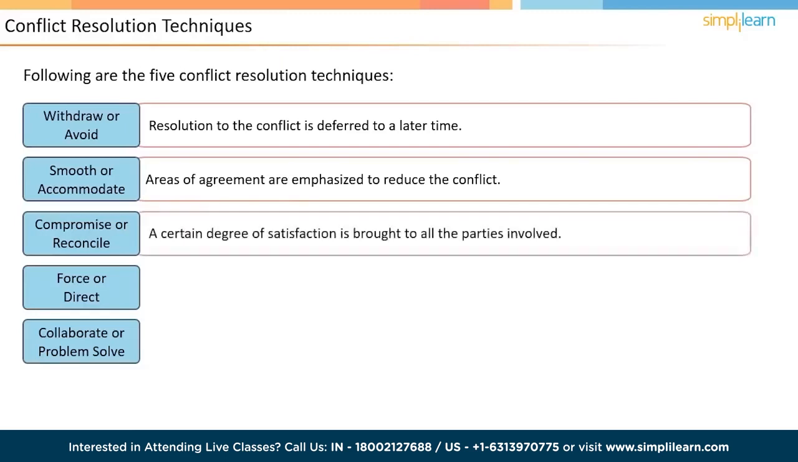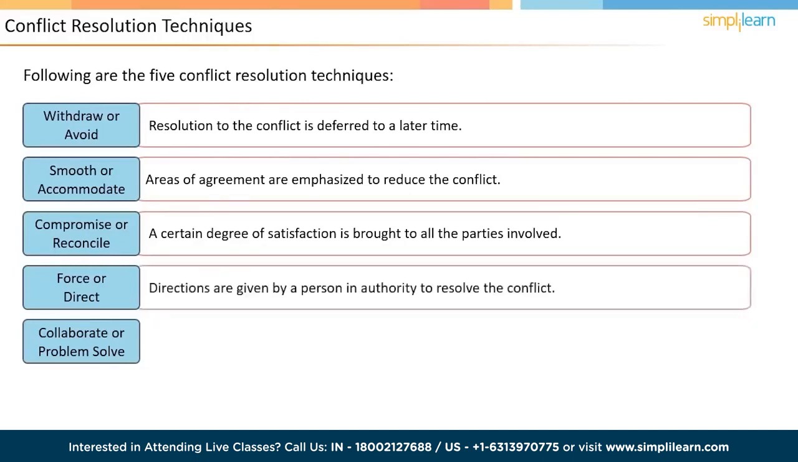In compromise or reconcile, there is some give and take in order to bring some satisfaction to all parties. Depending on how the process went, this may be perceived as a win-win or a lose-lose situation, because none of the parties really get what they want. In force or direct, a person in a position of authority directs how the matter should be resolved. It may be necessary to do this when the matter has to be resolved immediately. However, this may result in upsetting one or more of the conflicting parties.